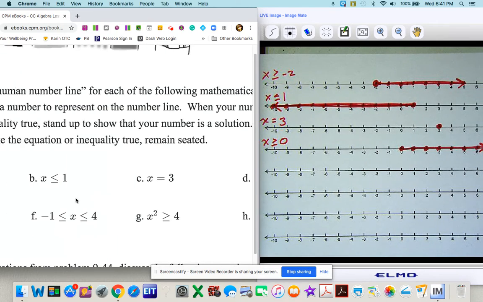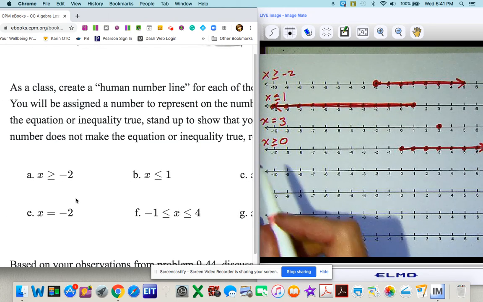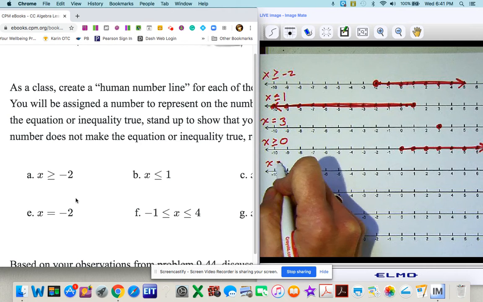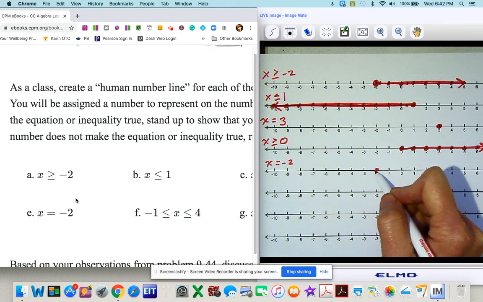Okay, so let's go ahead and take a look at E. E says, tell me the numbers that are equal to -2. Okay, so the only number equal to -2 on here is just -2, so that's the only thing I'd identify.